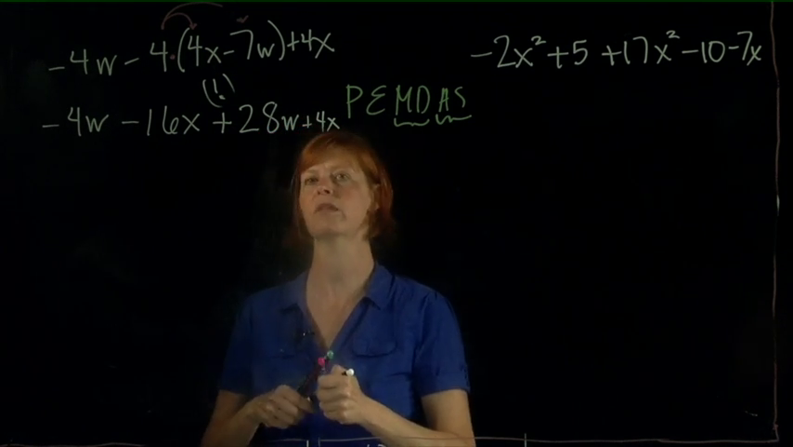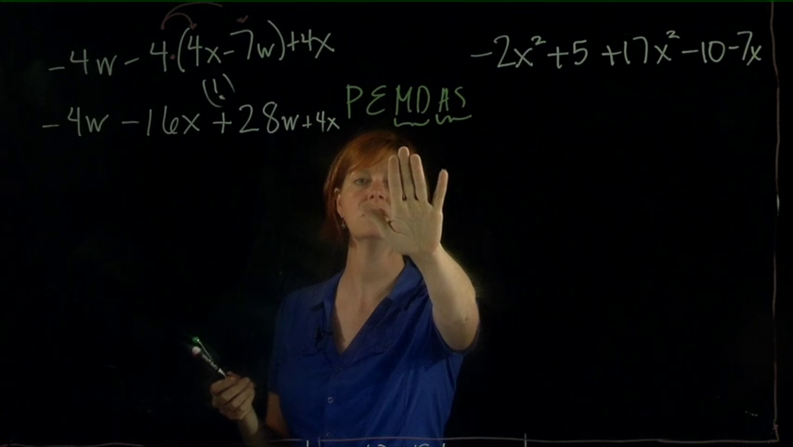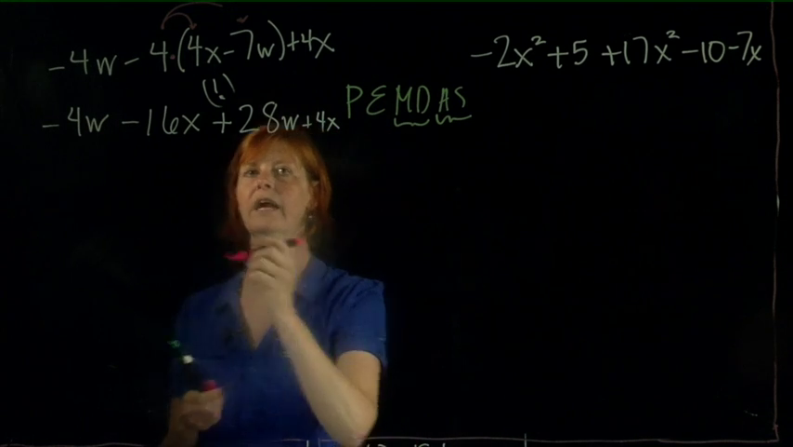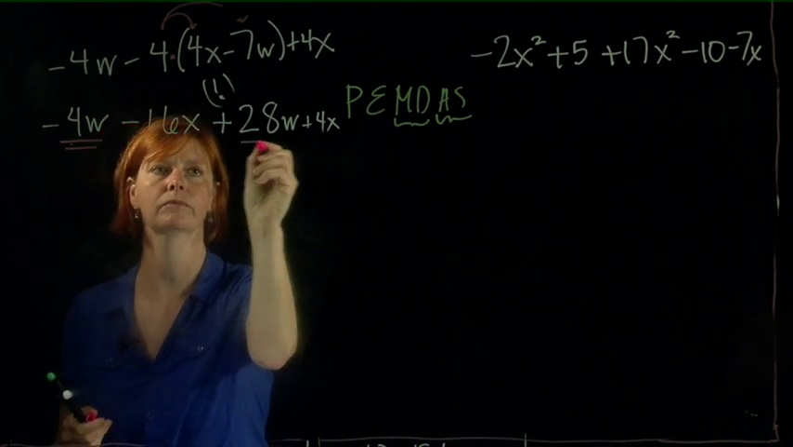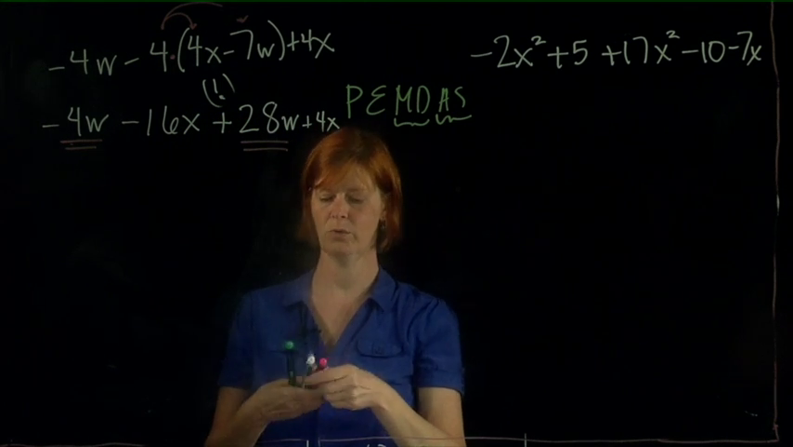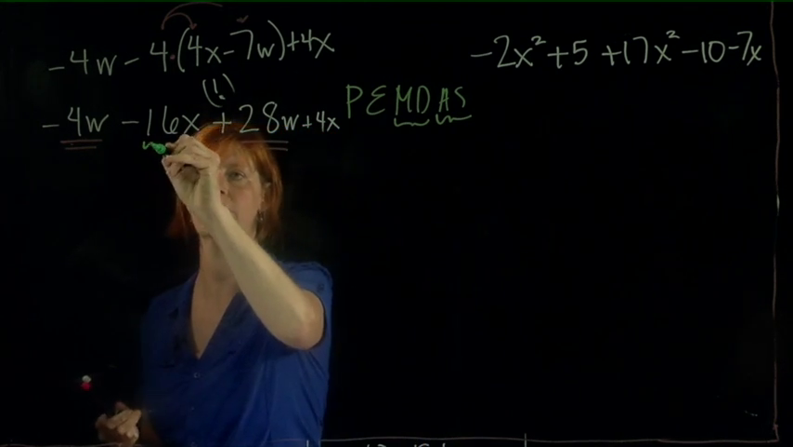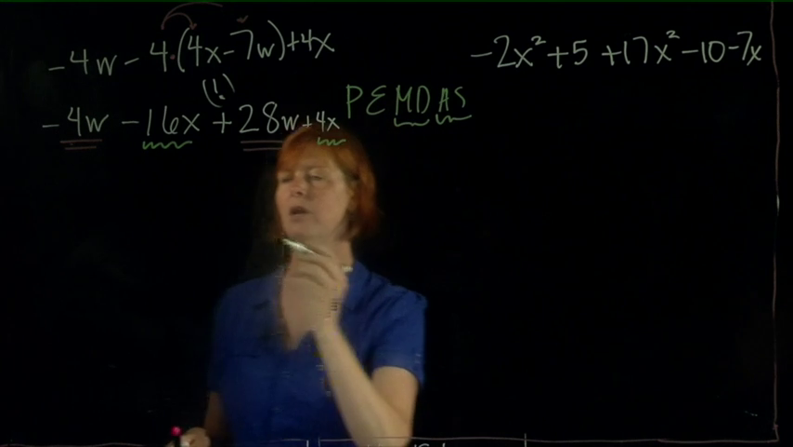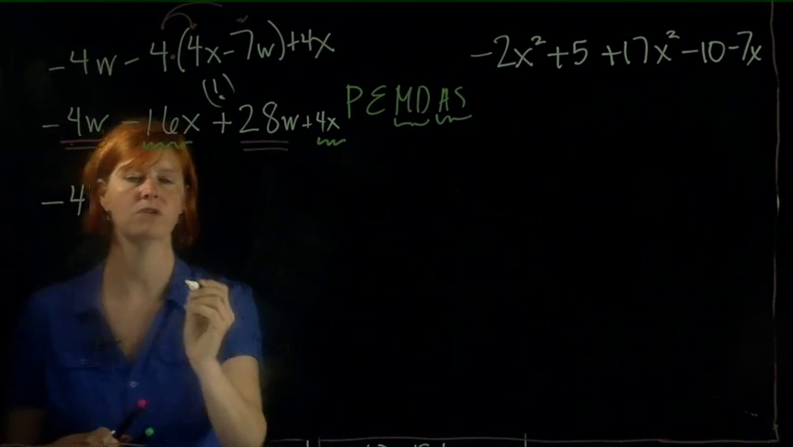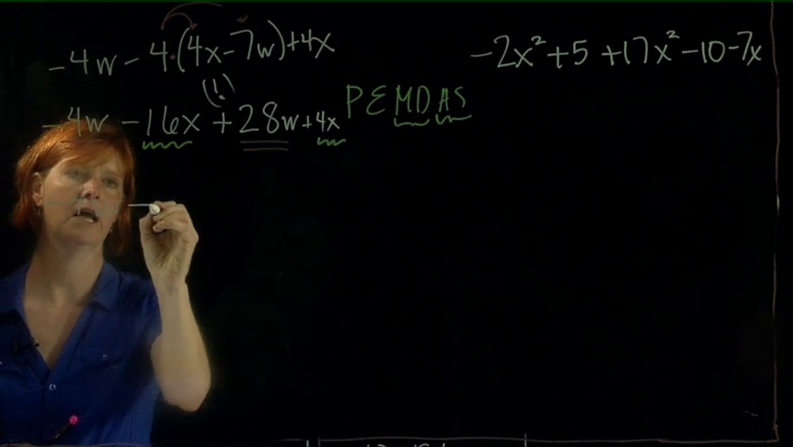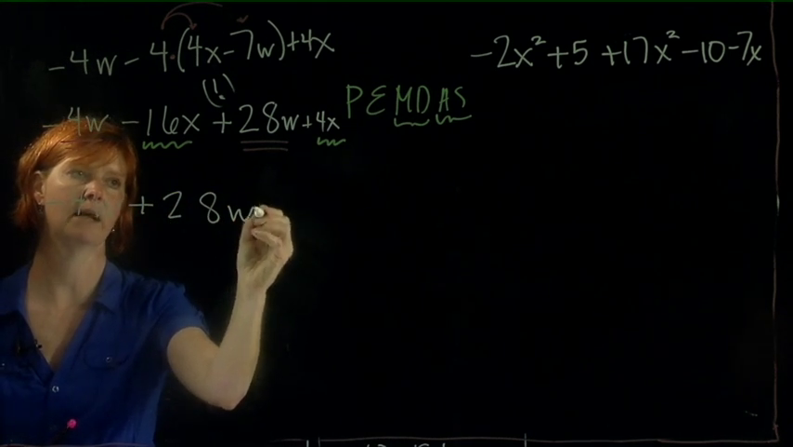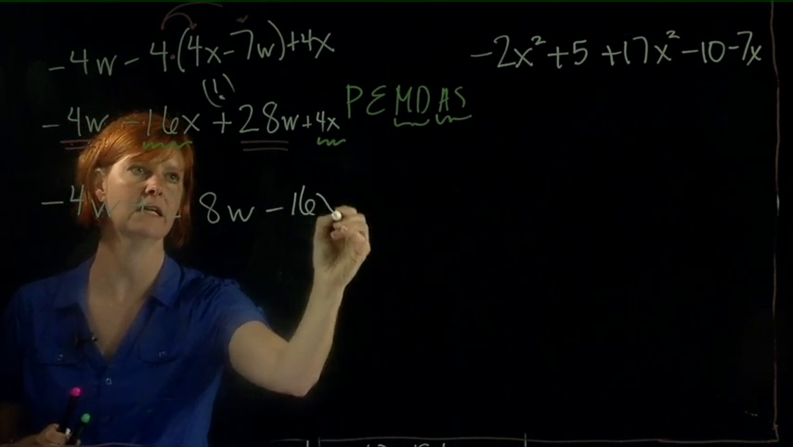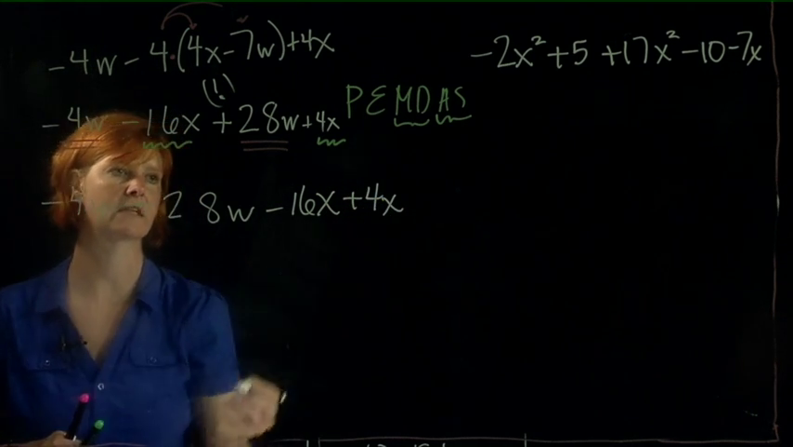Okay, now what are we left with? We're left with combining like terms. Multiplication and division is done, and I have addition, subtraction left to do. Okay, I'm going to use color, underlining the like terms. I'm going to rearrange the problem to where those w's are right next to each other and those x's are right next to each other. So here's the problem. -4w plus 28w, that's those two. And then I'm going to have subtract 16x plus 4x.